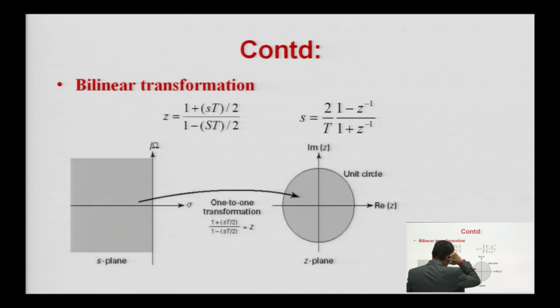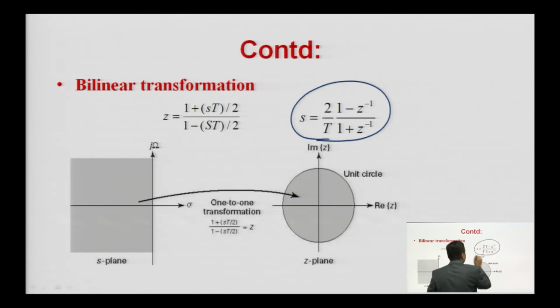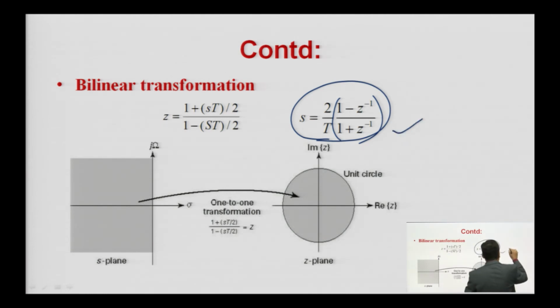Now, in the bilinear transformation method, simply you have to put S equal to 2 upon T into (1 minus Z inverse) upon (1 plus Z inverse). So, only this formula you have to remember, and you have to put the value into H of S, and you will get H of Z. So, S is equal to 2 upon T into this, you have to put here. So, a one-to-one transformation you have to give here, you have to solve here.